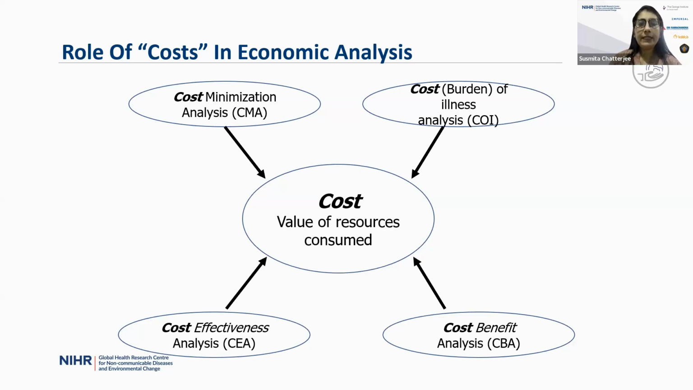And as I mentioned, cost effectiveness and cost benefit are full economic evaluation because they take into account both the cost part and the benefit part, the outcome part. But cost minimization and burden of illness or cost of illness studies are partial economic evaluation because we do not consider the outcome part here.